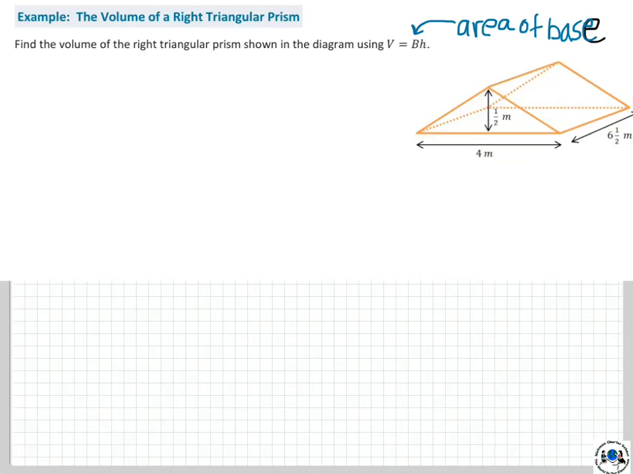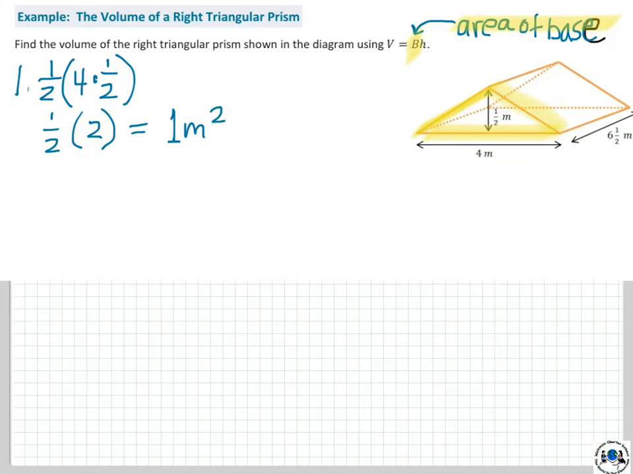All right, so here we are. We are back. Yes, we have the area of the base. I'm sorry. So step number 1: we need to figure out our base, or the area of our base. In this case, our base is 1/2 times 4 times 1/2. And where do we get that from? Well, we get that from this right here. We can see this is our base right there.